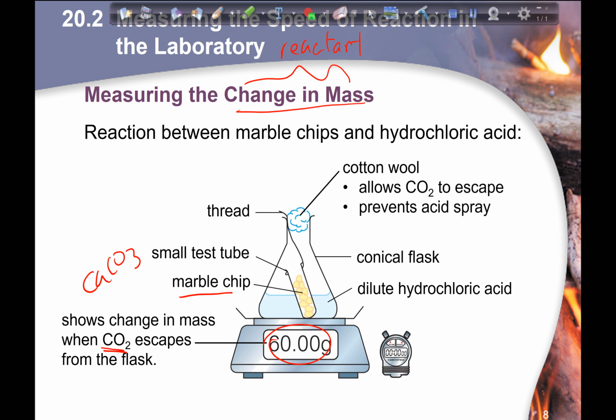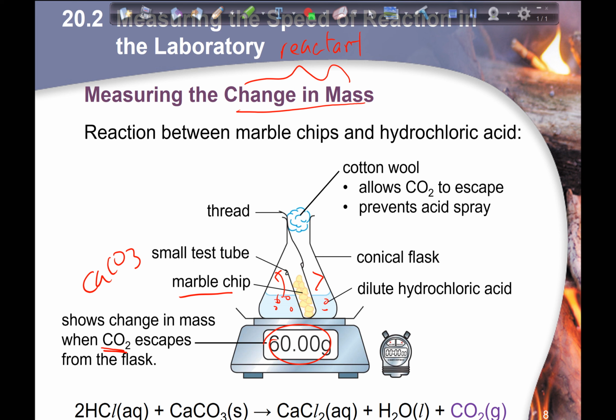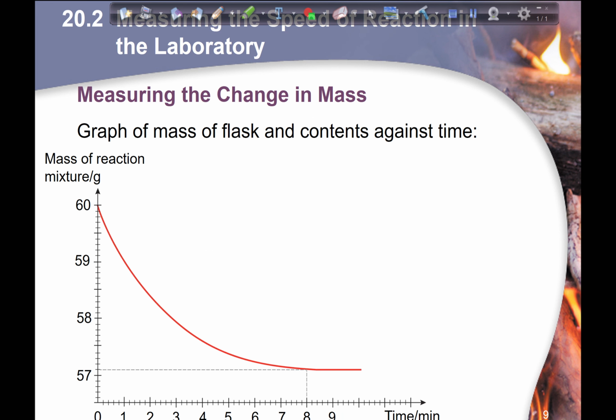Alright, and why is there a need for cotton wool here? The cotton wool is to allow the carbon dioxide to escape and yet prevent any acid spray. Because as you know, there will be vigorous bubbling, and this is to prevent any spray from escaping. Okay, so what will happen? As you can deduce, over time the mass of the reaction mixture will get lesser and lesser, and if you draw a gradient by the side, you will realize that the gradient is getting less steep.